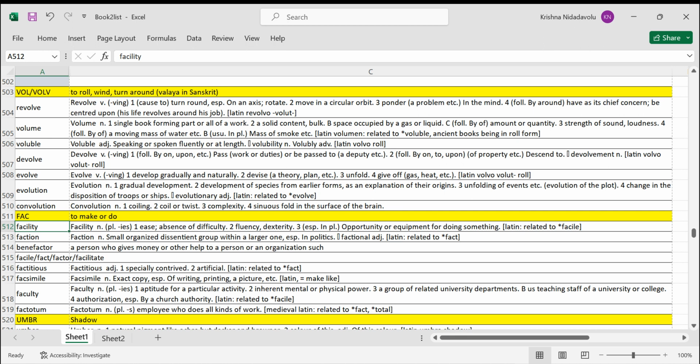Factitious is not real, but made up. It was created deliberately, made to appear to be true. It is actually artificial, specially done, specially created, specially made. That is factitious.